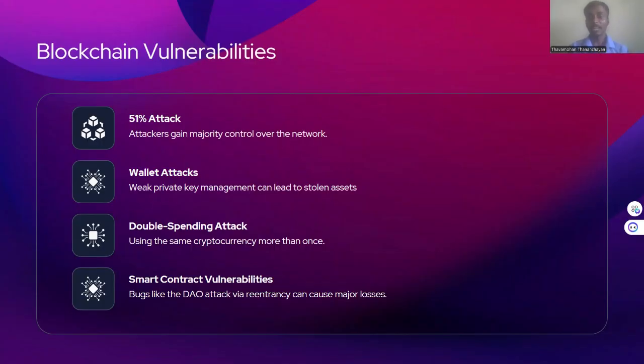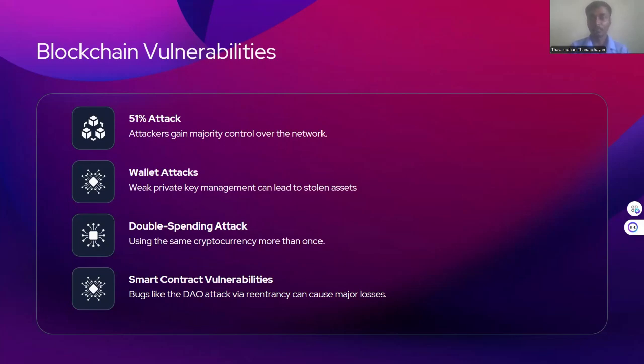Next is the double spending attack, where the same cryptocurrency is used for multiple transactions. In proof of work blockchains like Bitcoin, if an attacker acts quickly within the block confirmation time, they can trick vendors and effectively spend the same Bitcoin twice. This undermines the trust in blockchain immutability.